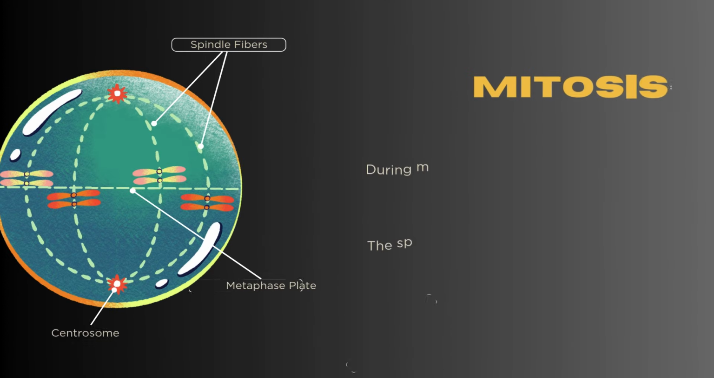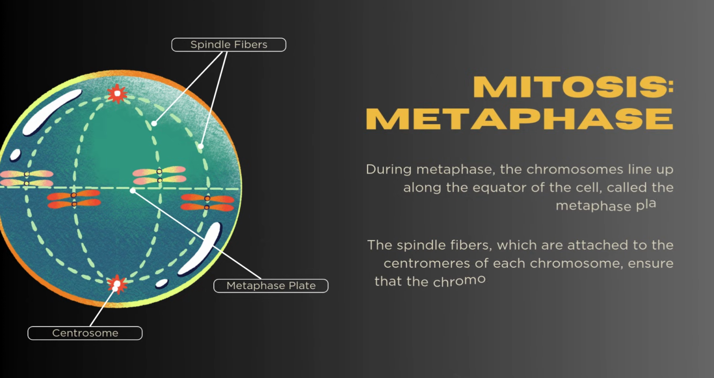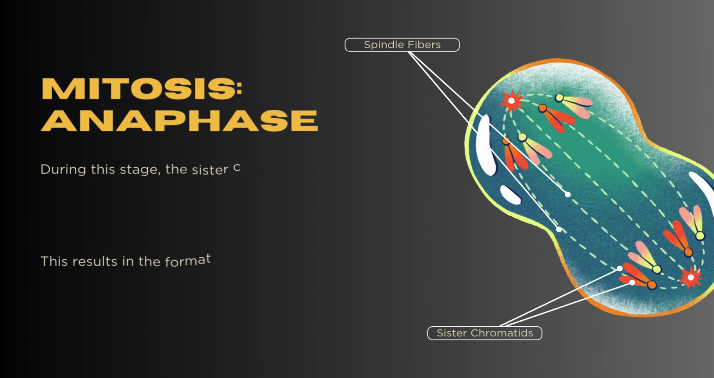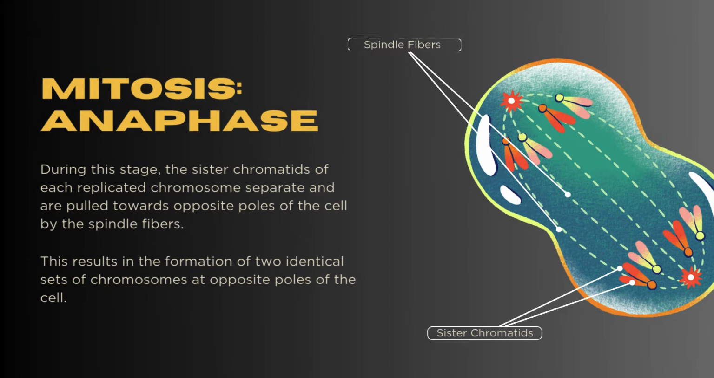In metaphase, chromosomes line up in the middle of the cell, called the metaphase plate. Spindle fibers attach to the centromeres of each chromosome. This alignment ensures that each new cell will get an exact copy of the chromosomes. In anaphase, the sister chromatids are pulled apart by spindle fibers. They move to opposite sides of the cell. This step is crucial because it separates the genetic material evenly between the two new cells.